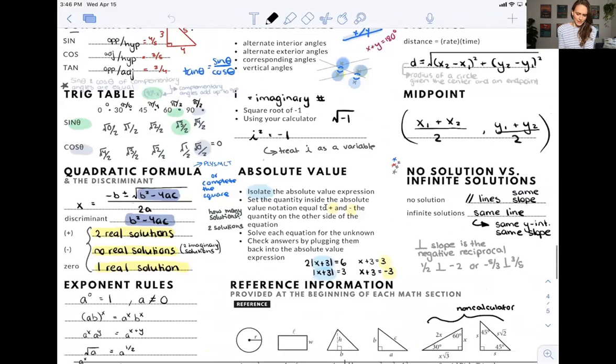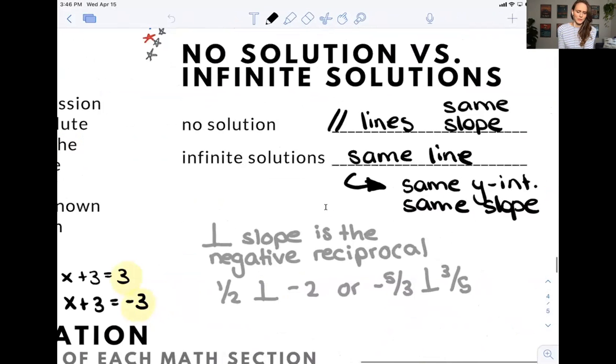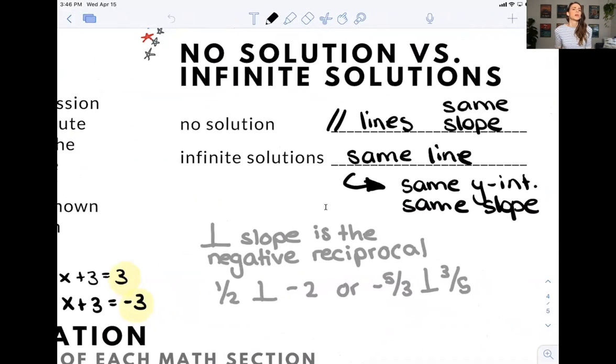So on the very back page of the core concepts handout, I have this little bit. When you see the words no solution on the SAT, I want you to immediately think that you have parallel lines that will never intersect, because remember, an intersection is a solution. So you have parallel lines that will never intersect. So the 2 lines have the same slope, but different y-intercepts.